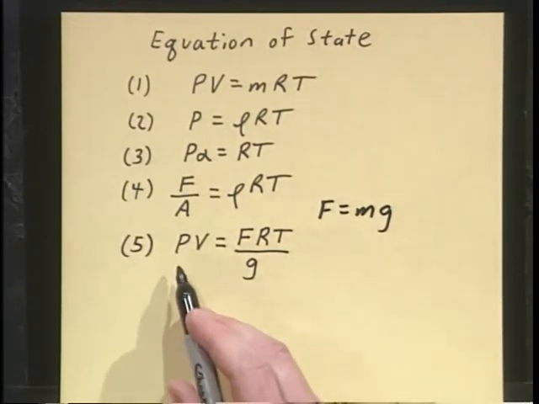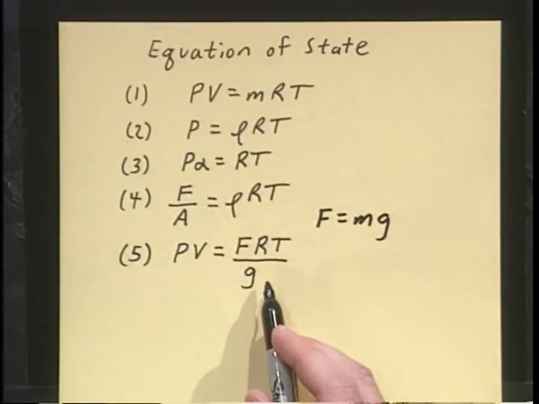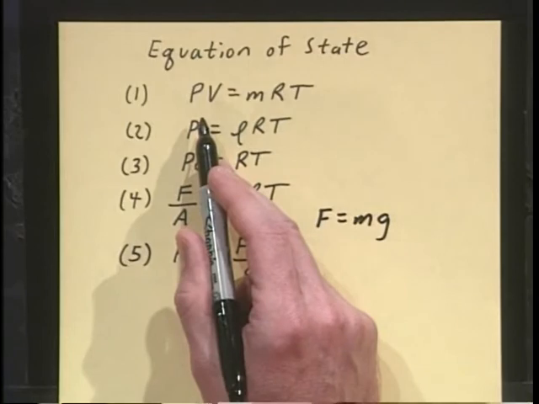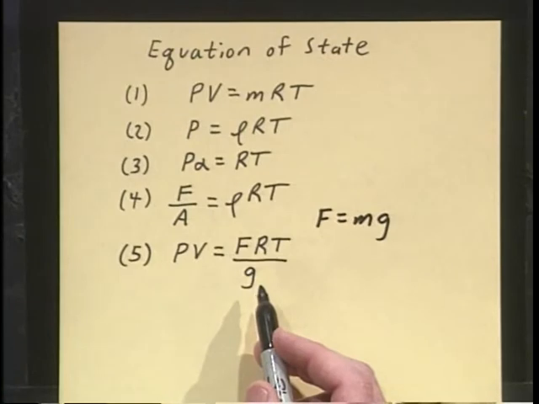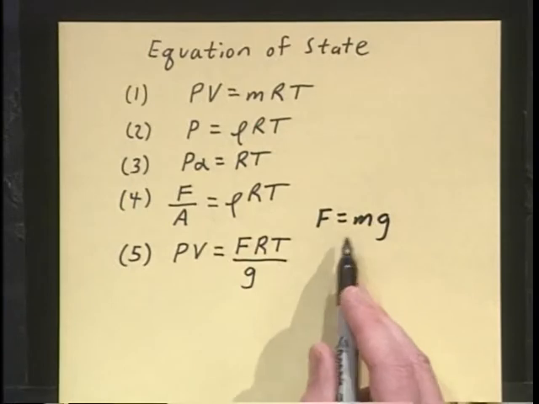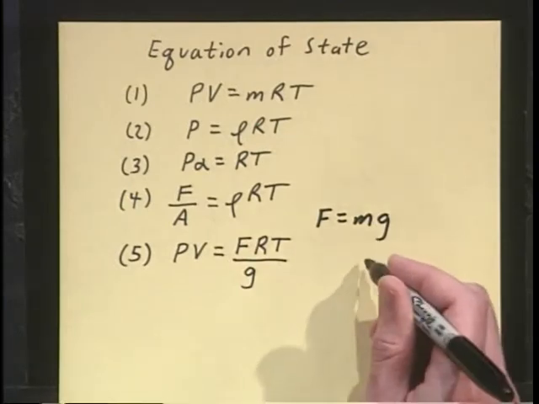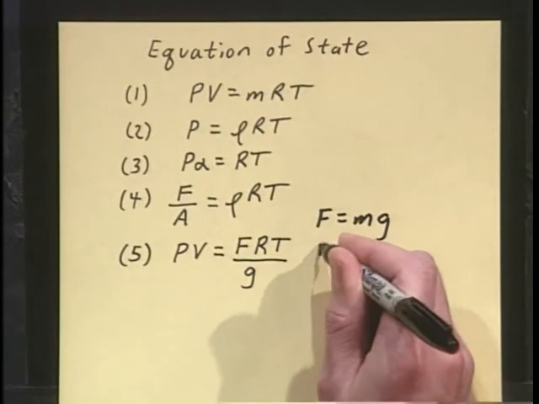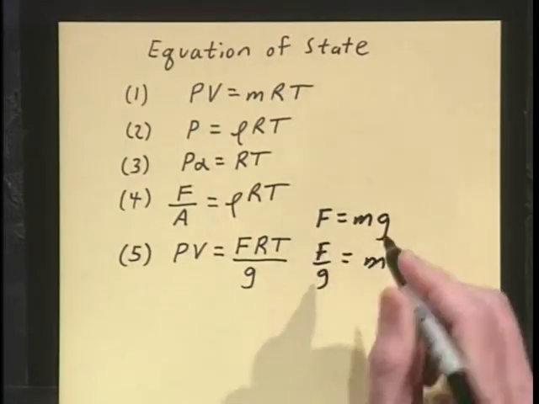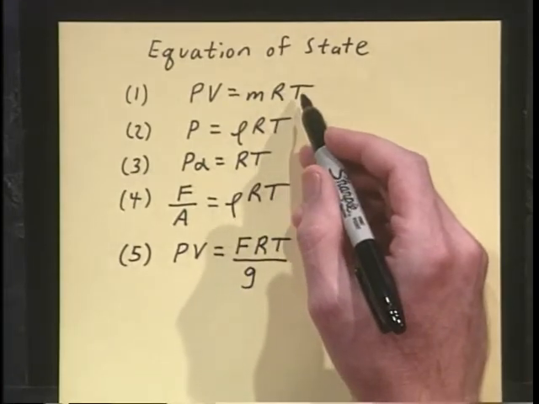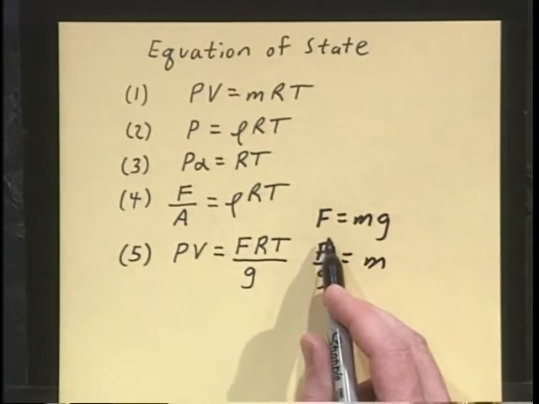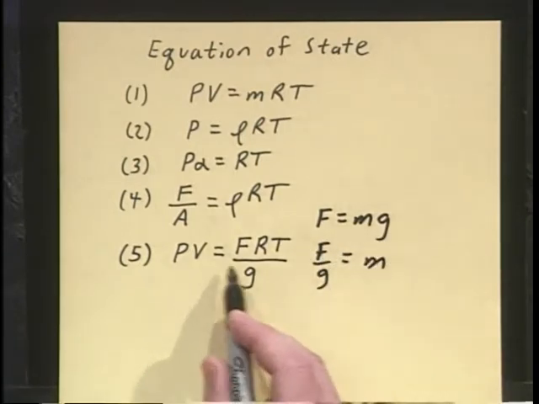Now this equation that we have here, number 5, is fairly similar to the equation that we have up here for number 1. PV is mRT. But you'll notice that there's a difference in that equation in that there's force and gravity written in there, where we can take this equation, F is equal to mg, and put mass on one side of the equation. So that's force divided by gravity is equal to mass. So that's how we change from this equation here to this equation by solving F is equal to mg for mass and plugging those terms in there.